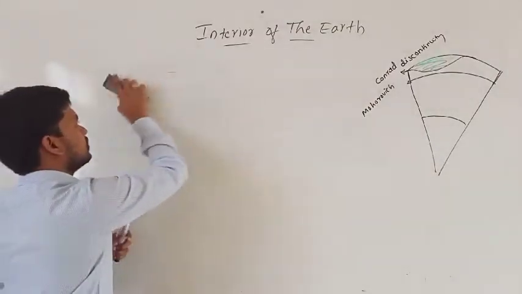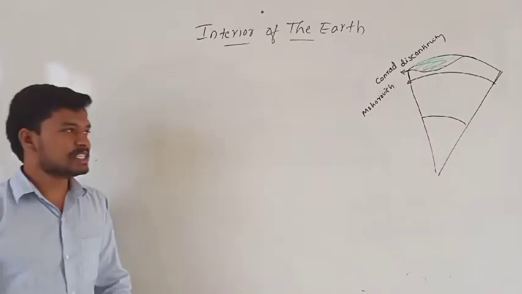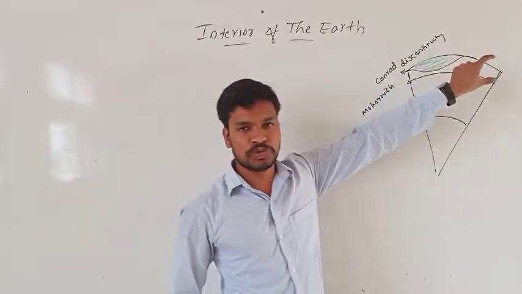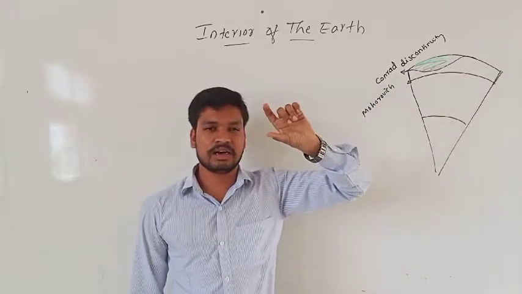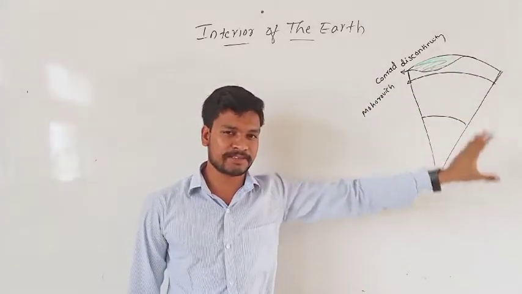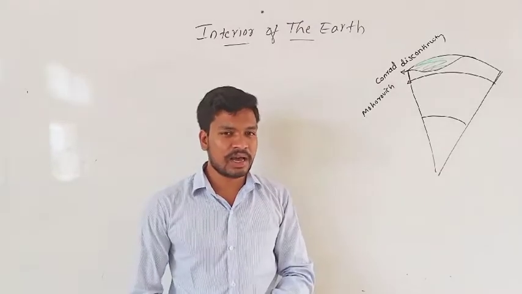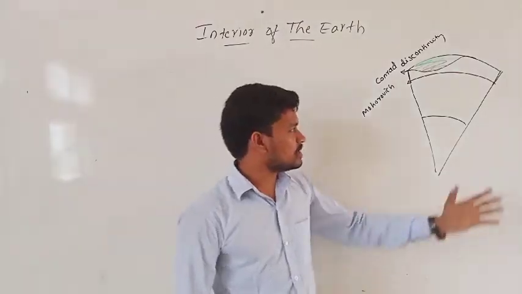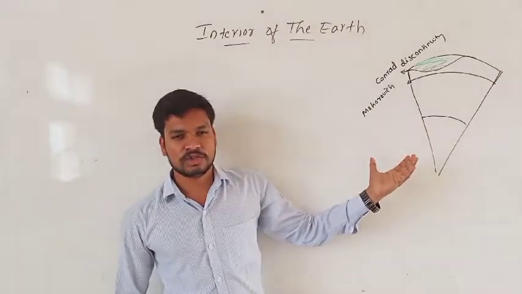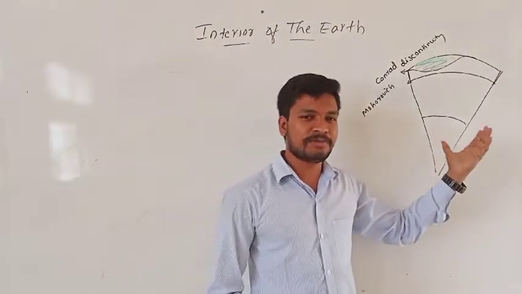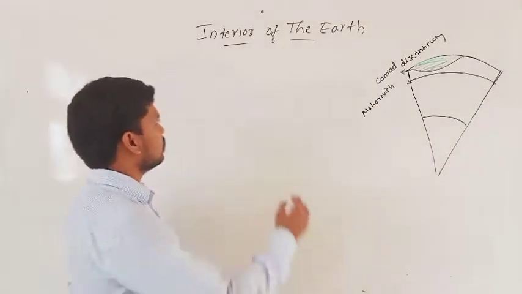The next: how much volume does the crust constitute? Volume of earth. How much volume? 1%. Yes, 1%. What mass does the crust constitute? 0.5% of mass. Have you written that point? Yes. Then we go for the next one.